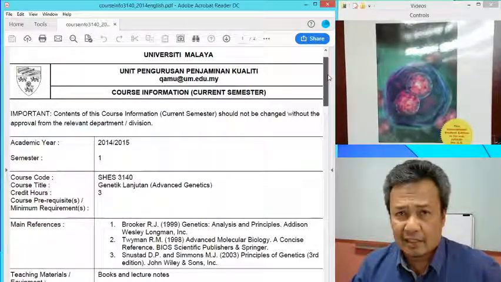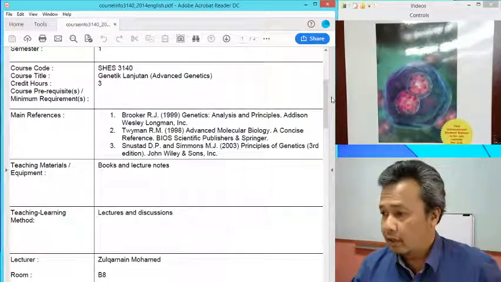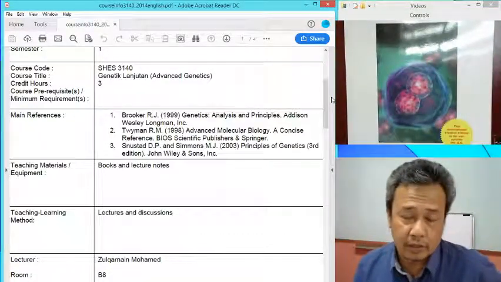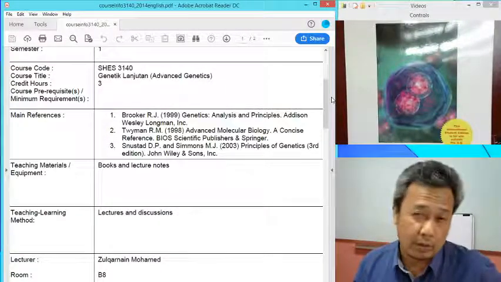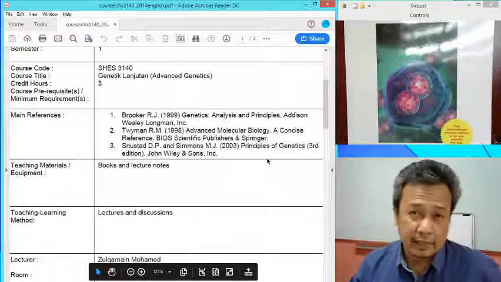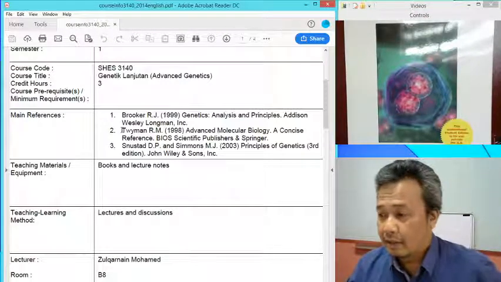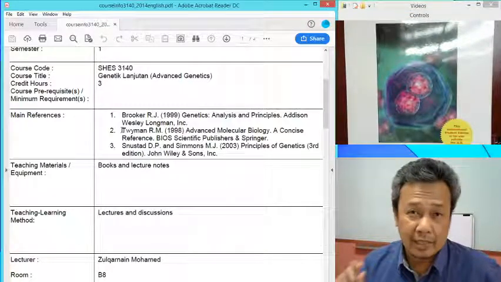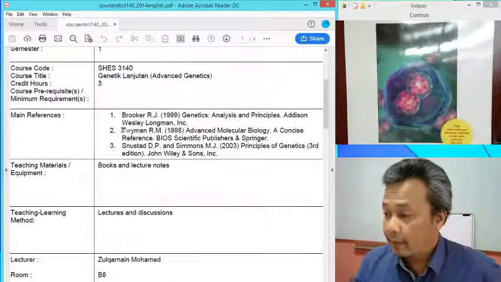I'm sure you've seen this course info file. The references include this book, Principles of Genetics, the 6th edition. I've got a few other books, the 5th edition as well. So if you don't have any books and you want to borrow, you're welcome to let me know. Number 2 is Twyman on advanced molecular biology. I've given you this chapter on mutations.